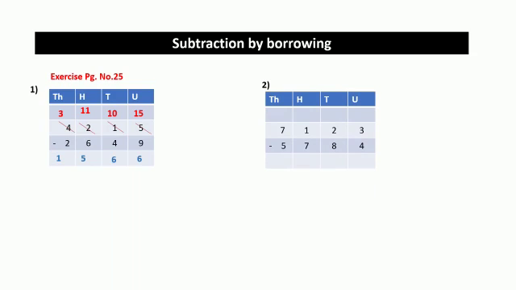7123 minus 5784. In units place, 3 minus 4 subtraction is not possible. In this case, we have to borrow one number from tens place, that is from number 2. After borrowing one number from number 2, 3 will become 13. 13 minus 4 is 9. In tens place also, we'll have to borrow one number in order to do the subtraction. So one number we have to borrow from hundreds place.